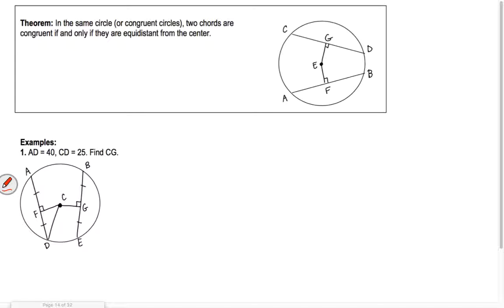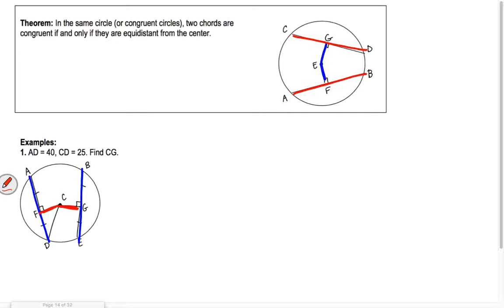All right, so let's look at the theorem. It says in the same circle or congruent circles, two chords are congruent if and only if they are equidistant from the center. So imagine our patty paper again. If I fold these two pieces on top of each other, these two pieces have to be the same. So those chords are going to be congruent. Imagine pulling the reds on top of each other. Well, then that makes the blue the same, if and only if they're equidistant from the center. So if you see congruent chords, these are the same, then that means these two things are the same as well.